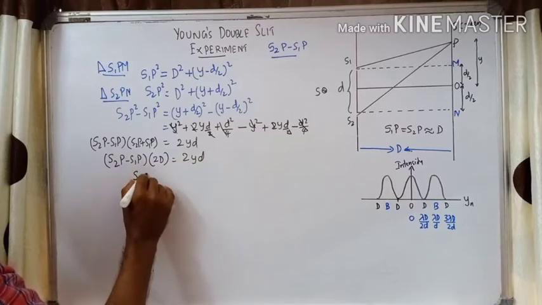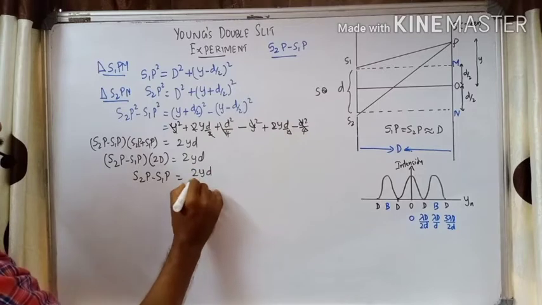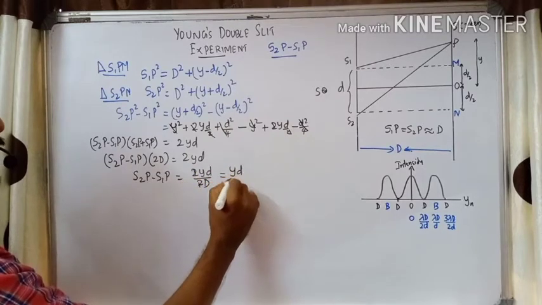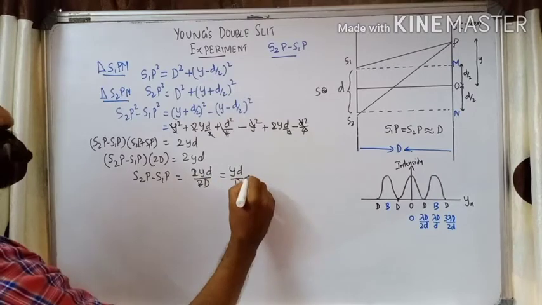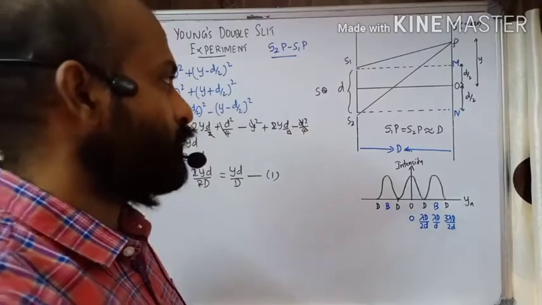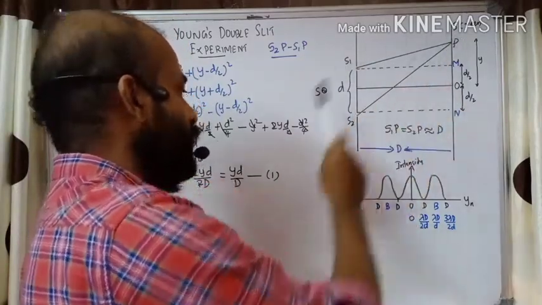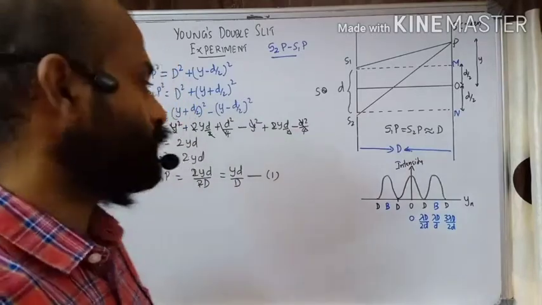So what is the path difference? S2P minus S1P is equal to 2yd divided by 2D. What will it be? yd by capital D. This is equation number 1, the equation for path difference. The path difference between the wave fronts from S2 and S1 at point P is yd by D.